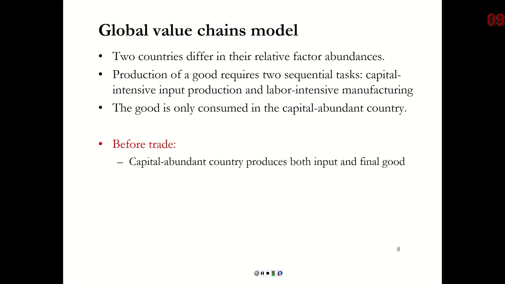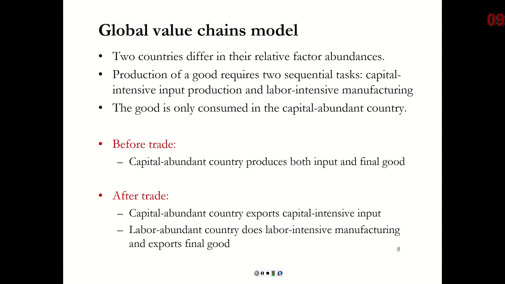So the capital abundant country is first going to make the capital intensive inputs, and then once the capital intensive input has been done, it's going to be using the labor intensive production process in order to manufacture it into a final good. Okay, and so there's no real trade going on. Assume now that suddenly you see trade opening up, and assume that transportation costs, etc., are not too big.